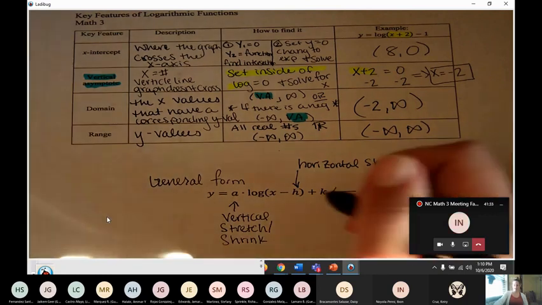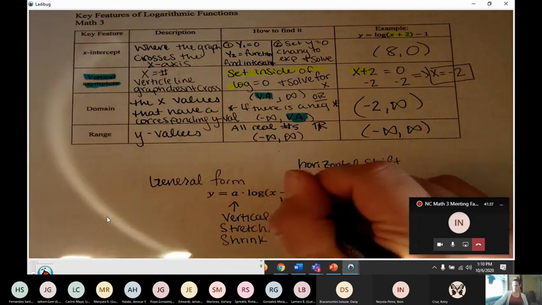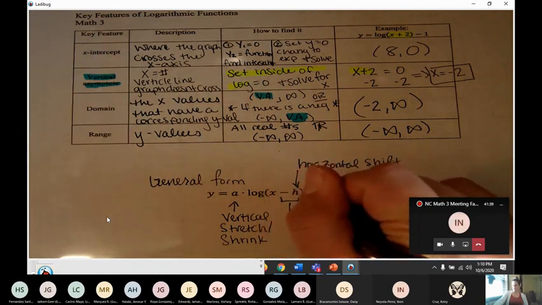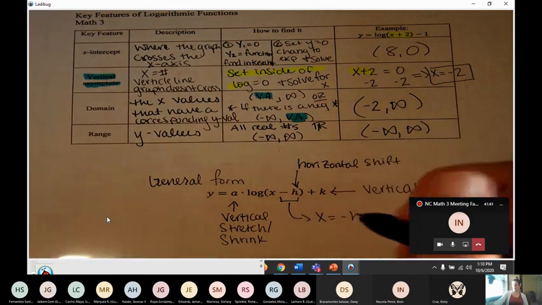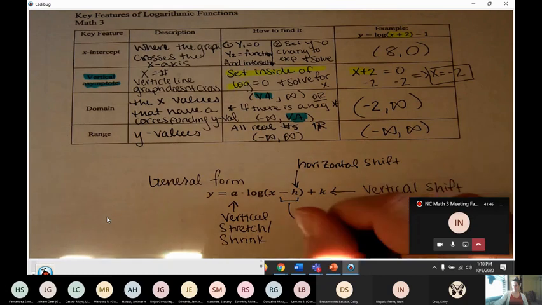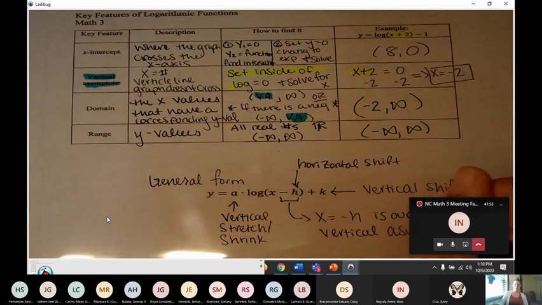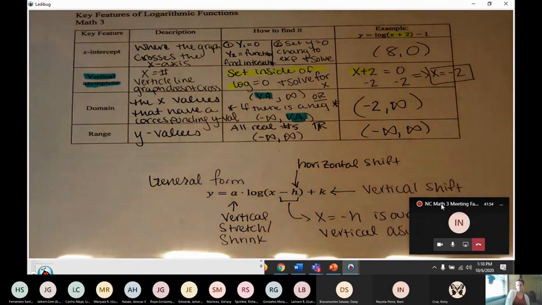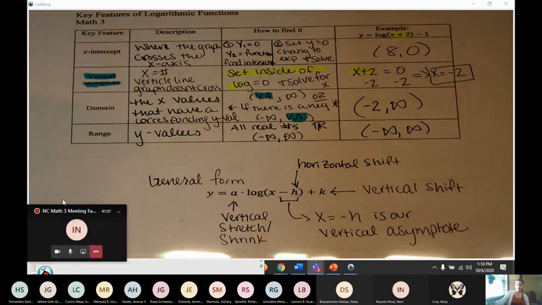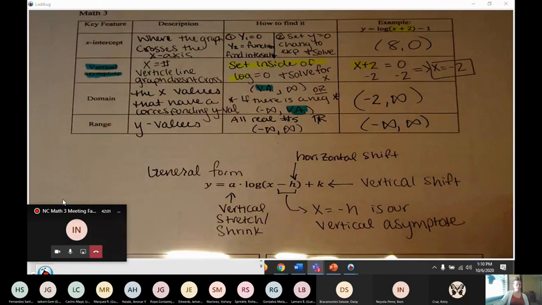All right, and then we take this, x equals negative h is our vertical asymptote. Okay, hold on, y'all can't see everything. All right, so that's the general form and the key features for our functions. I'm going to graph one of them with you.